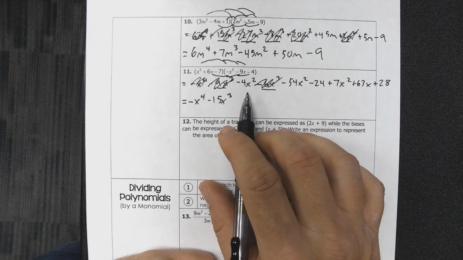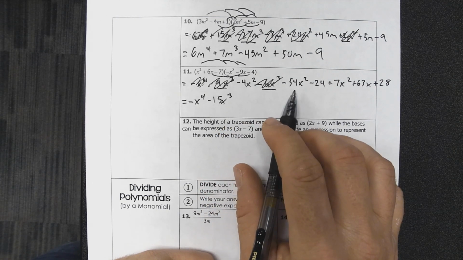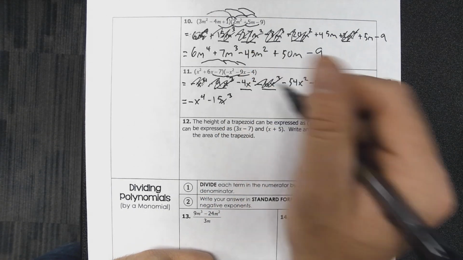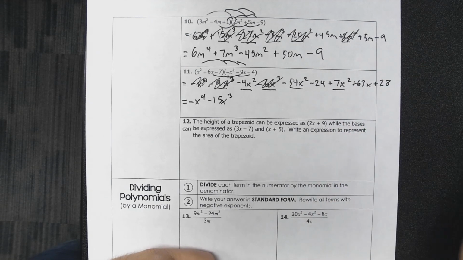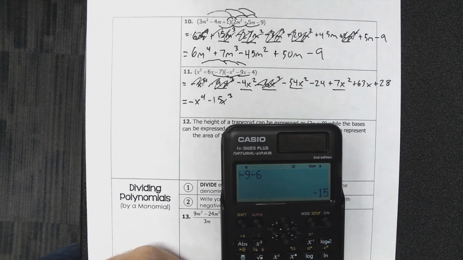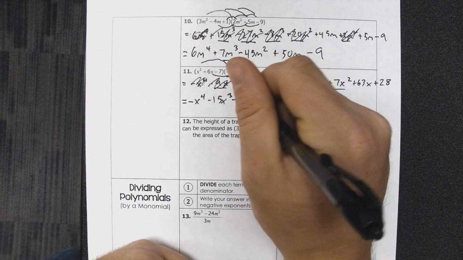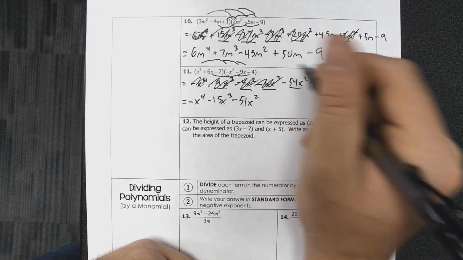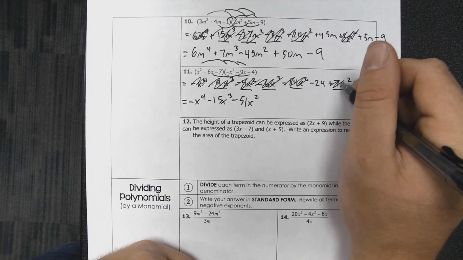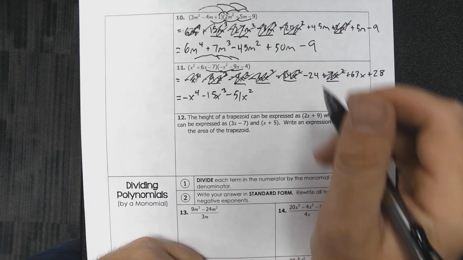And then I got minus 4x squared minus 54x squared plus 7x squared. Those are all my x squareds there, there, and there. So I'm going to combine those. So I got negative 4 minus 54 plus 7, which is minus 51 x squared. And then I got 63x.